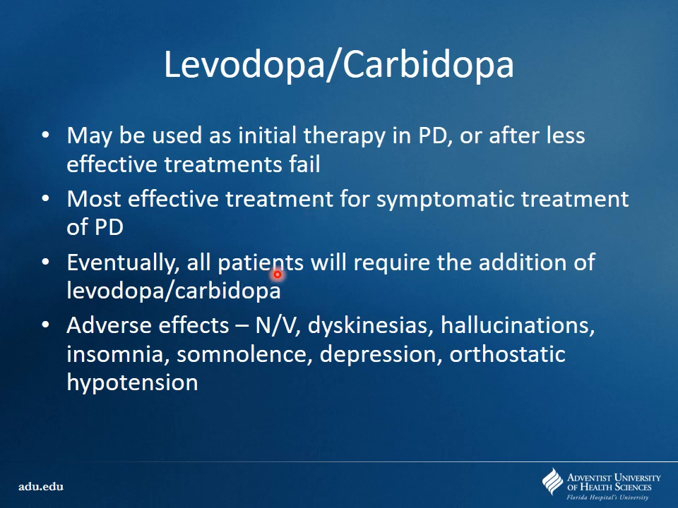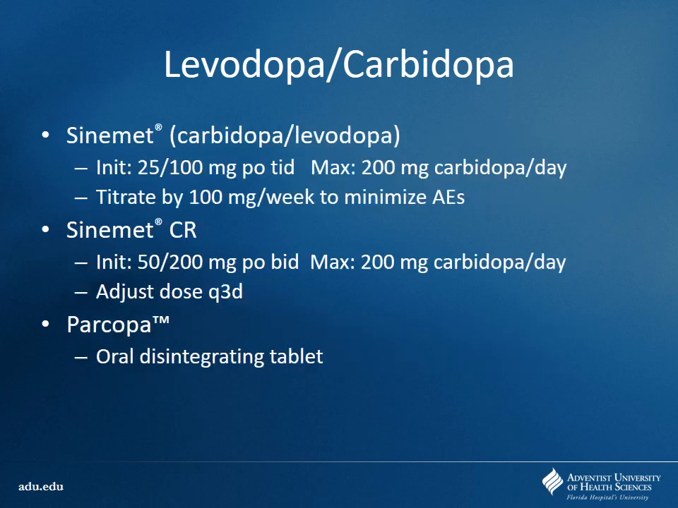But all Parkinson's patients eventually, on a long enough timeline, will require use of Sinemet at some point. Again, the side effects are very, very similar, because again, they all go back to that dopamine activity. We'll have some of that nausea, vomiting, changes in mood, orthostatic hypotension. So again, very similar side effect profile for all these drugs.